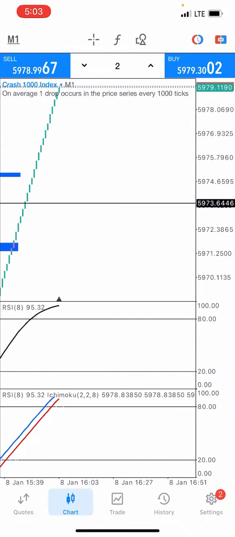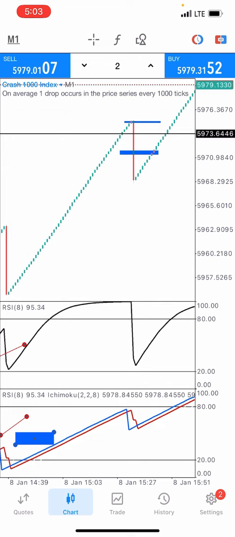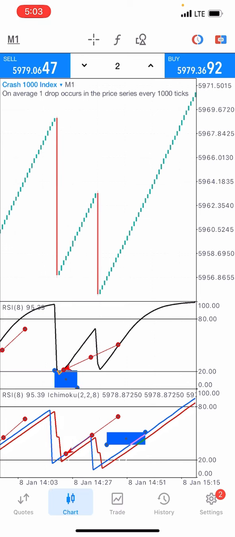Remember, for crash, you have to wait for the price indicator to touch the level 20. When it touches the level 20 and you check here, it has touched the level 20 as well, then there's a crossover. The blue crosses the red indicator upward. You're buying and you take 5 candlesticks.